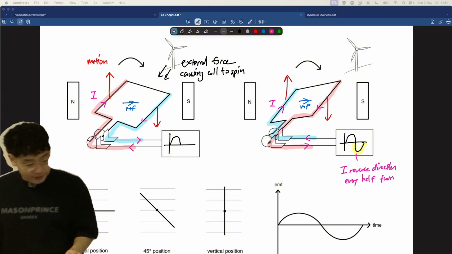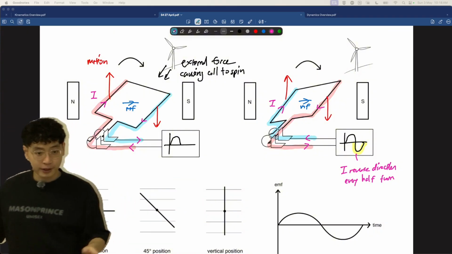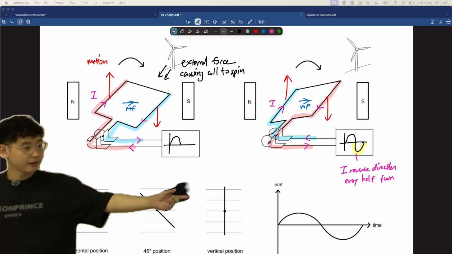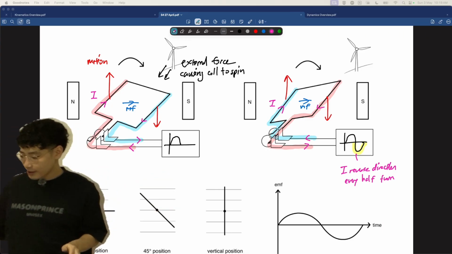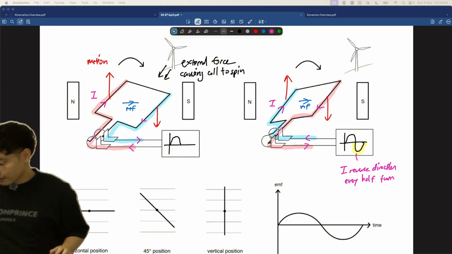Bro, I don't know why the fridge affects my iPad. You all heard the fridge sound just now? The fridge just made that sound, and then my iPad disconnected. Okay, wait, let me fix this.